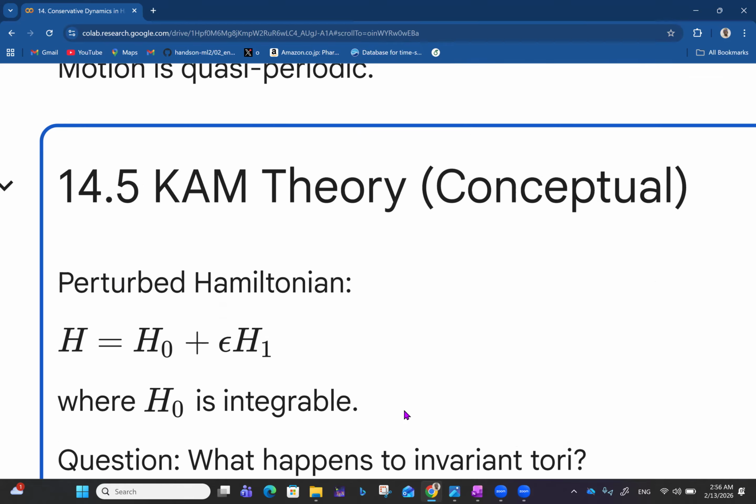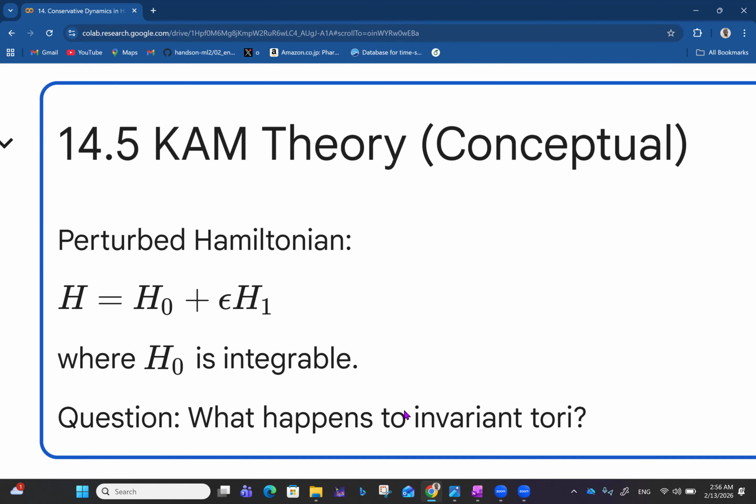Talking about KAM theory from the conceptual side of things, we have a perturbed Hamiltonian where H is equal to H naught plus epsilon H1, and H naught here can be said to be integrable, from the definition of integrability we already saw up there.